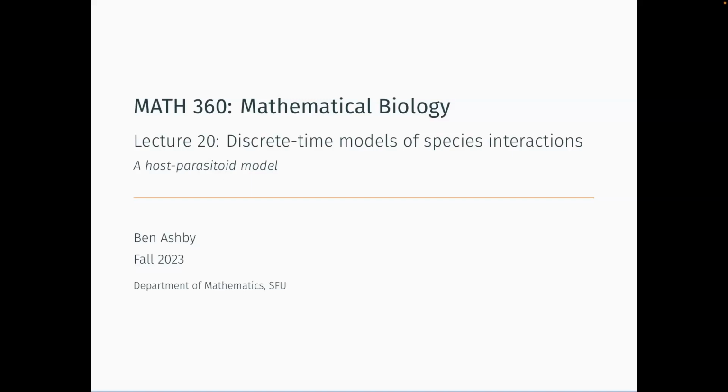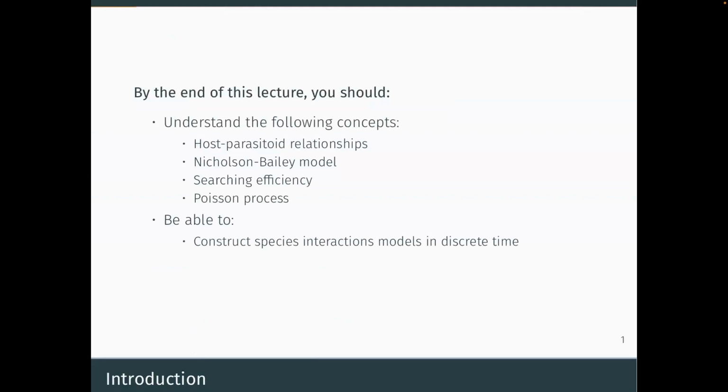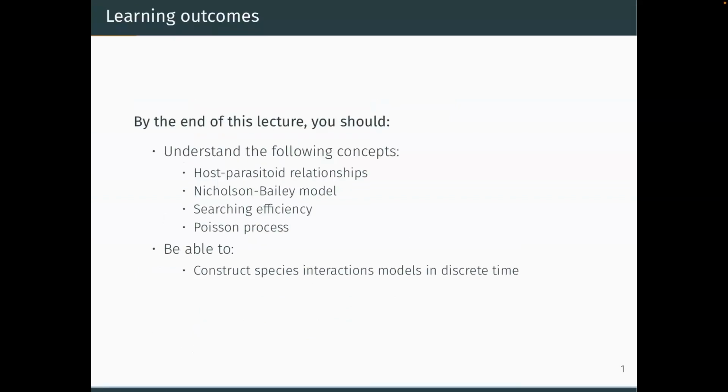Okay, so today we're going to be talking about this host-parasitoid model. It's in discrete time. This is known as the Nicholson-Bailey model. We'll cover things like searching efficiency, which is similar to the attack rates that we've looked at before. We'll also talk briefly about the Poisson process. Who's heard of a Poisson process before? Yeah, okay. We use this to understand how many hosts are infected in a given time unit, okay?